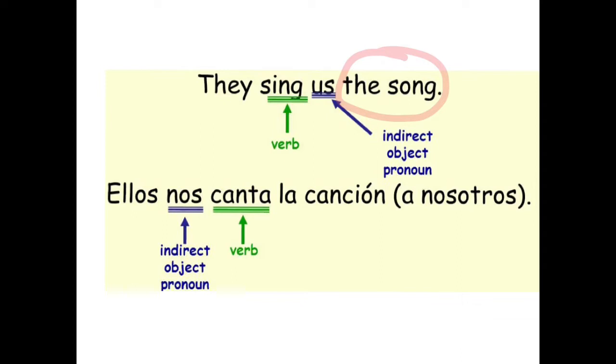And as you can see, in Spanish, it is done a bit differently, as the nos goes before the verb. So it goes, ellos nos cantan la canción. They sing the song to us. And you can also add a nosotros afterwards to clarify, but you do not need it. So I'll go over how to set it up and another example so it's more clear.